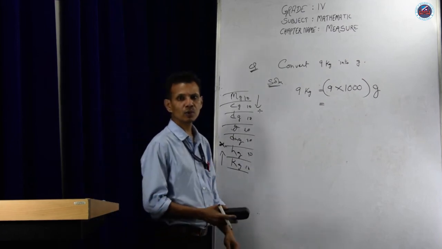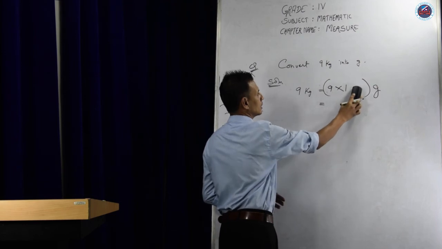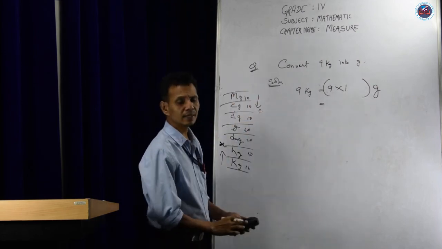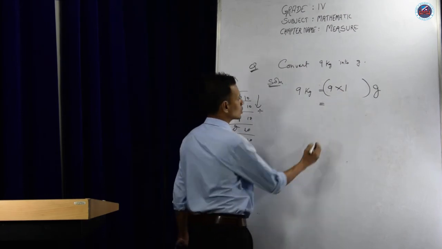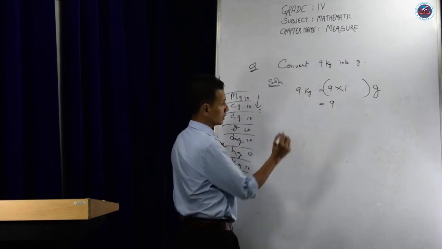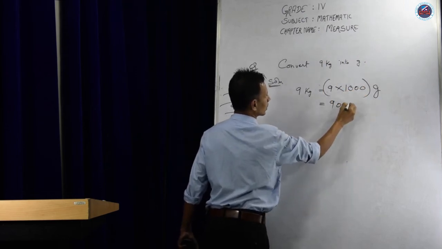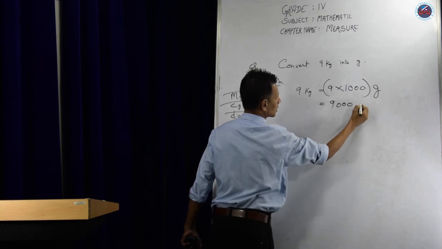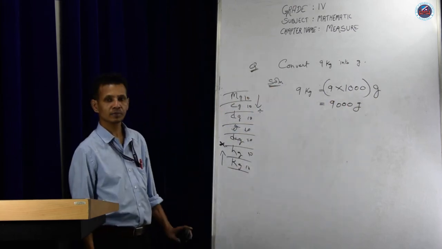Now, I taught you the easy way of multiplying. Think there are no zeros. Then what is that? 9 times 1. 9 times 1 is 9. There were zeros. How many zeros? 3. Put those 3 zeros here. And don't forget to bring this gram. 9 kg means 9000 gram. Understood?